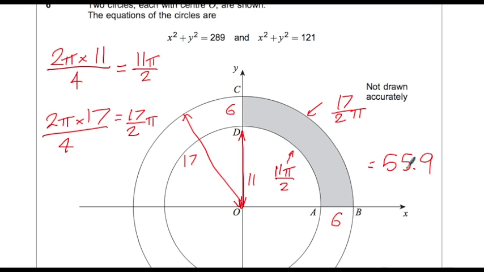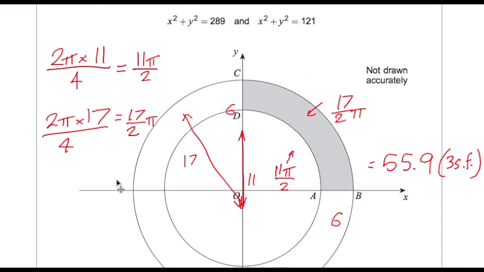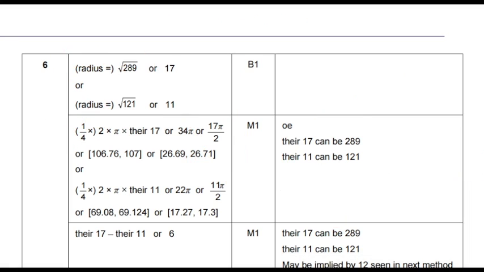They haven't given us any units, so we don't have to put any units. And I'll just say that's 3 significant figures. I could have written it as an exact answer, so that would have been 12 plus 14 pi. Let's see what the mark scheme says.